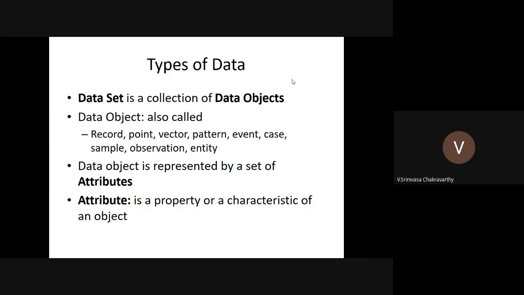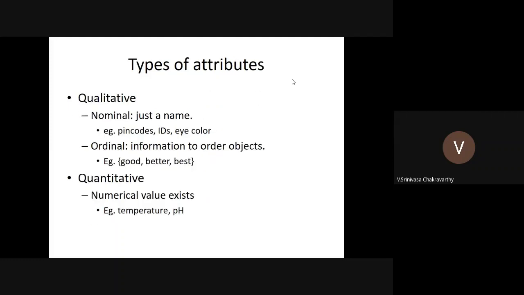A data object is represented by a set of attributes. An attribute is a property or a characteristic of that object. This terminology might look a bit confusing now, but as we go deep into the course, you'll see that depending upon the context, what the terms mean is just common sense. But this is the kind of formal terminology that people give.